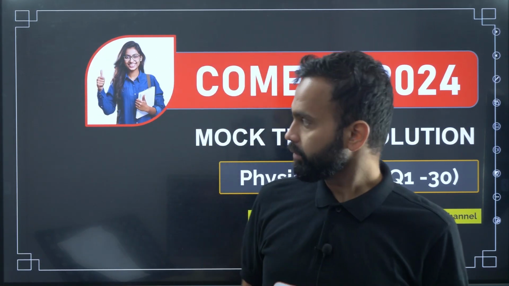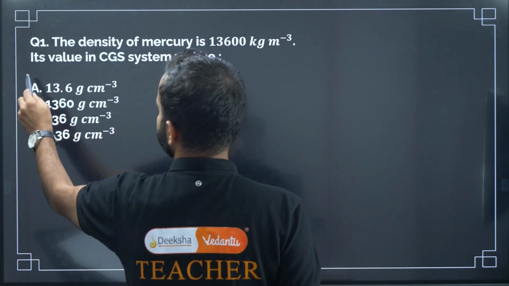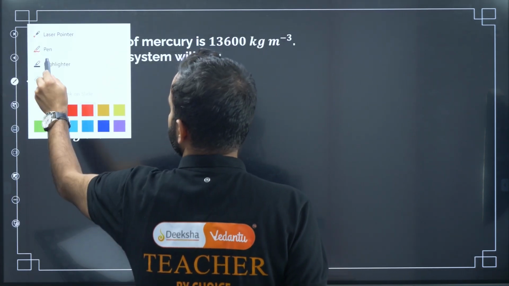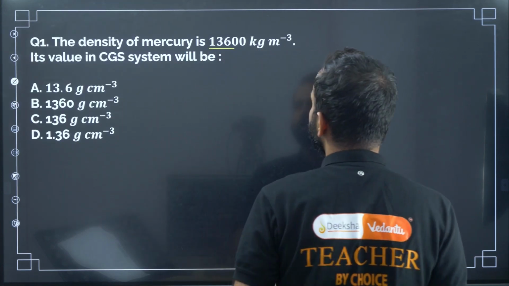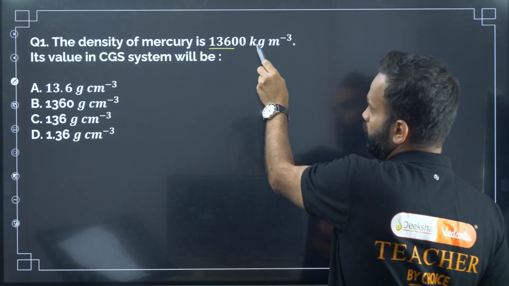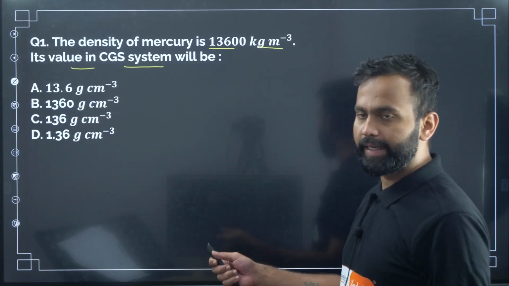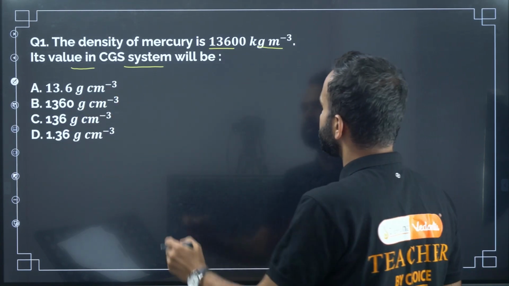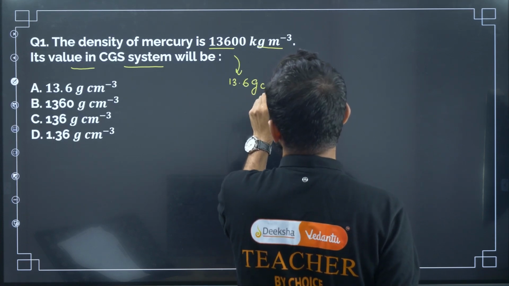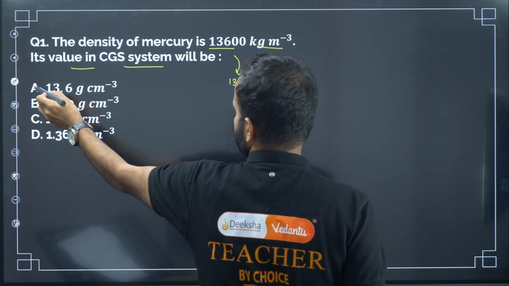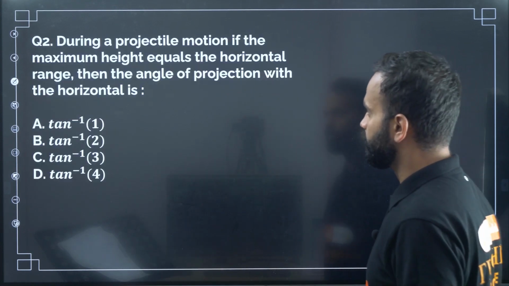So let's start. Question number 1. The density of the mercury is 13,600 kg per meter cube. Its value in CGS system will be the direct question, right? So its value in CGS system will be 13.6 gram per centimeter cube. So the correct option is A. Next question, question number 2.